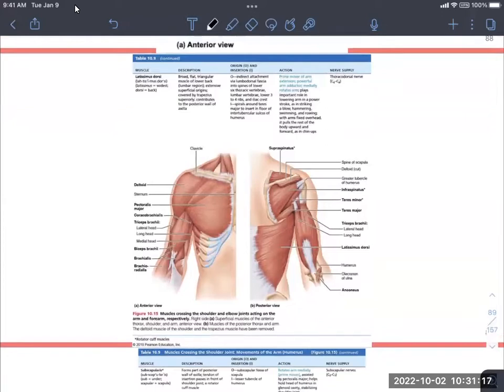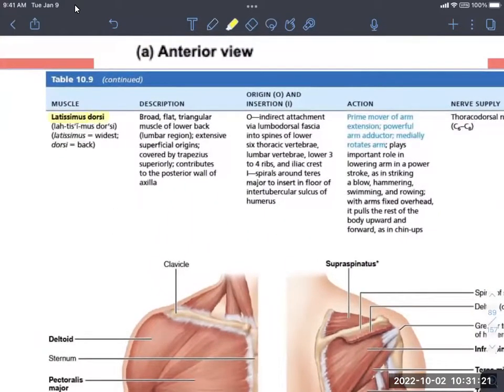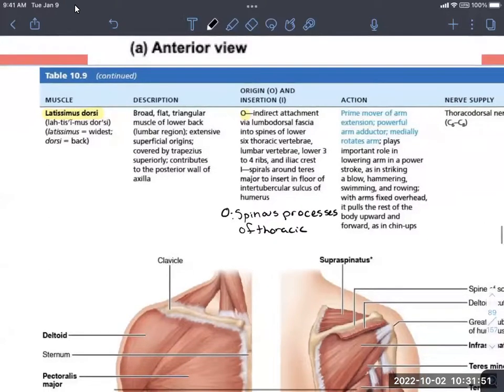Let's look at our latissimus dorsi. Latissimus dorsi will originate, I'm just going to write this out, at the spinous processes of the thoracic and lumbar vertebrae, iliac crest, and last ribs. That is where the latissimus dorsi originates.